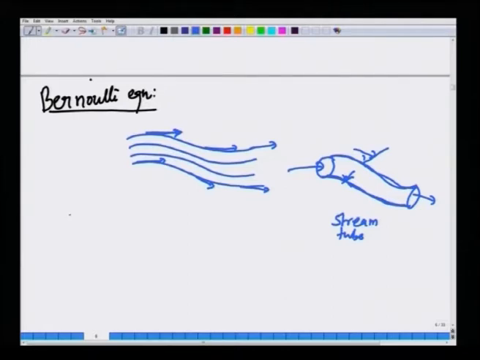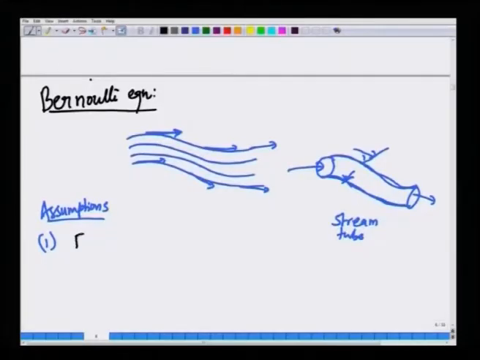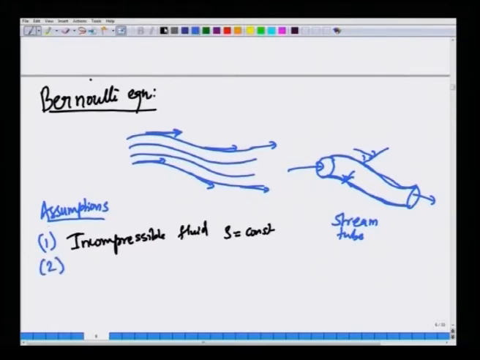Now, we will make some major assumptions in order to derive the Bernoulli equation. These will tell us the crucial distinctions between the Bernoulli equation that we are going to derive and the most general form of energy balance, which is a statement of the first law of thermodynamics. We will assume that the fluid is incompressible, rho is constant.